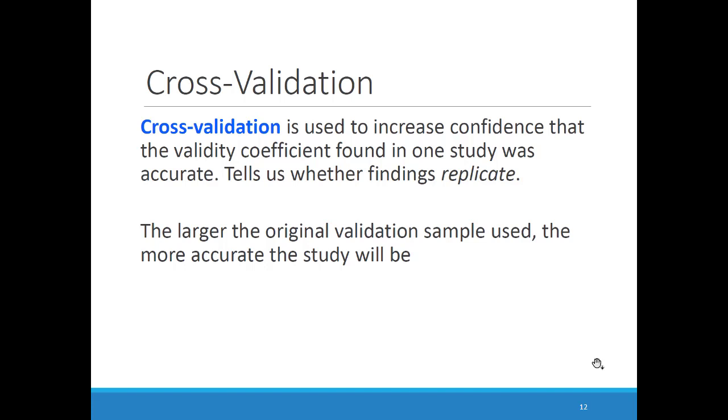It's also important to know that the larger the original validation sample is that is used in that study, the more accurate the study will be. So larger sample sizes tend to produce what we call more stable results. If a sample is very small, so less than 30 individuals, in terms of calculating a correlation coefficient, it's unlikely that the results will cross-validate. There's just too much error going on. So we need to have large samples in order to make sure that our validity information is stable.